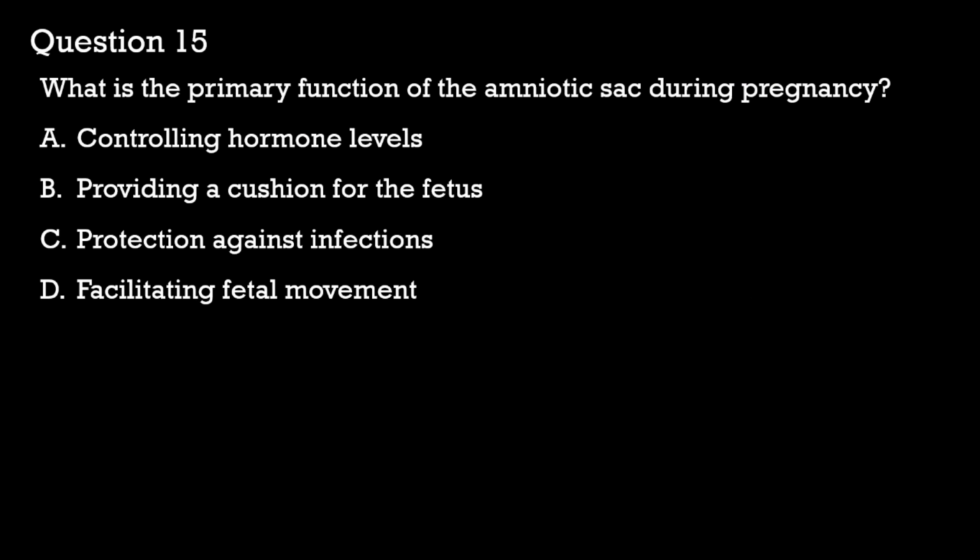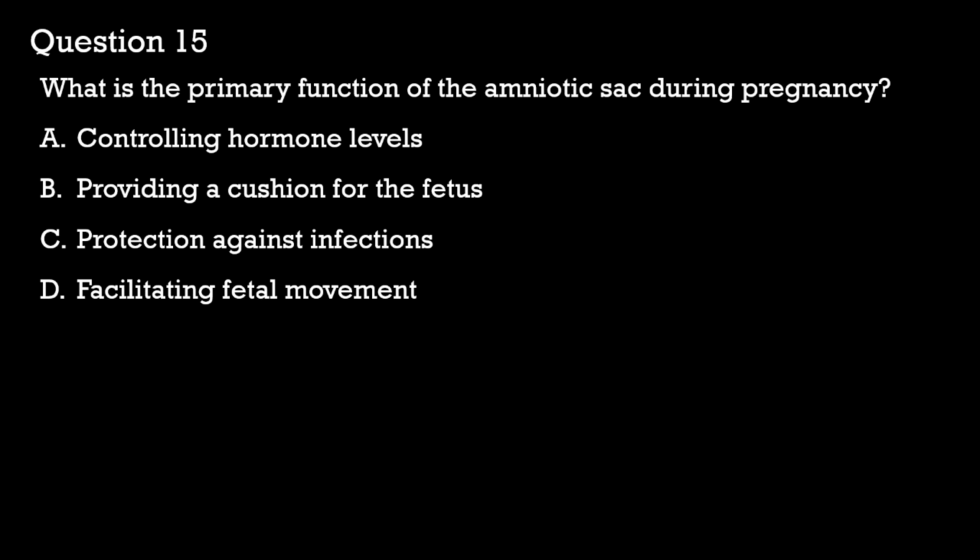Question 15. What is the primary function of the amniotic sac during pregnancy? A. Controlling hormone levels. B. Providing a cushion for the fetus. C. Protection against infection. D. Facilitating fetal movements. Hormone regulation is done mainly by the placenta and the maternal endocrine system.